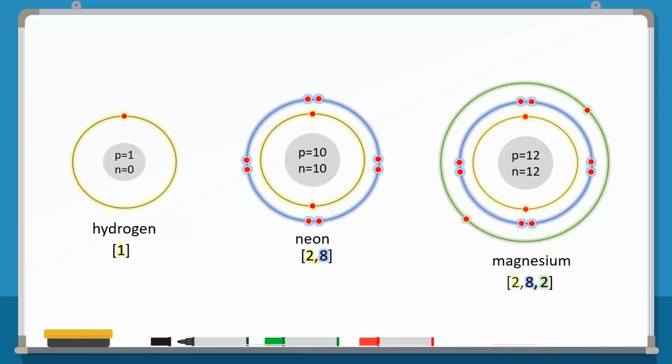Magnesium has 12 electrons. Its electronic configuration is 2 electrons in its first shell, 8 electrons in the second, and the remaining 2 in the third shell. This is written as 2, 8, 2.